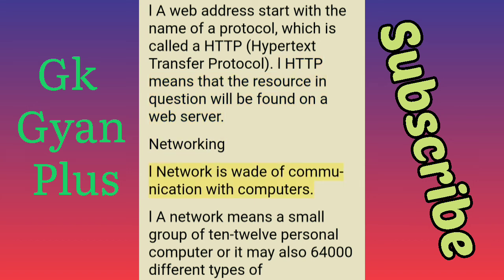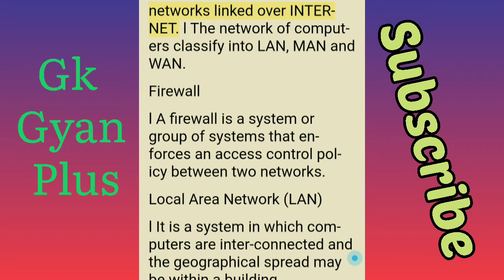Networking. A network is a way of communication with computers. A network means a small group of 10-12 personal computers, or it may also be 64,000 different types of networks linked over the Internet. The networks of computers are classified into LAN, MAN and WAN. Firewall. A firewall is a system or group of systems that enforces an access control policy between two networks.